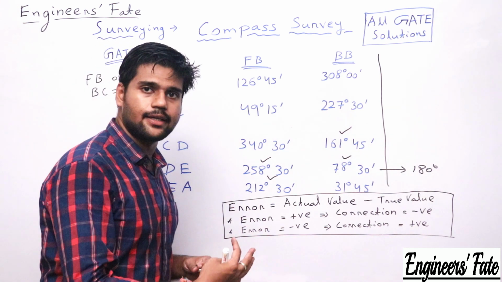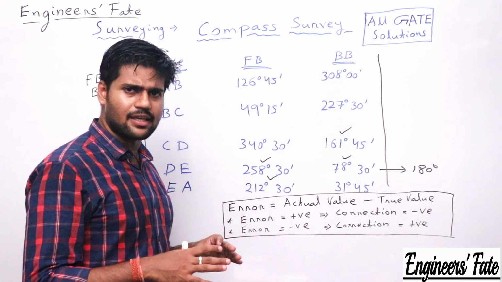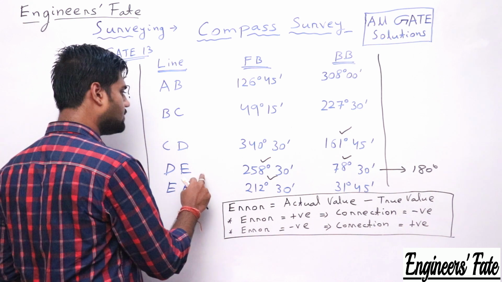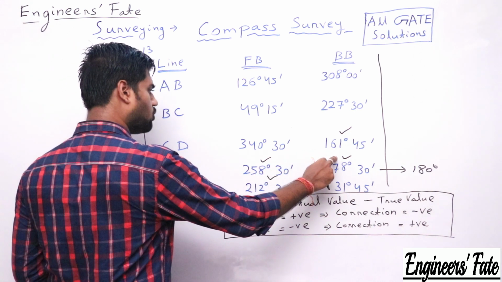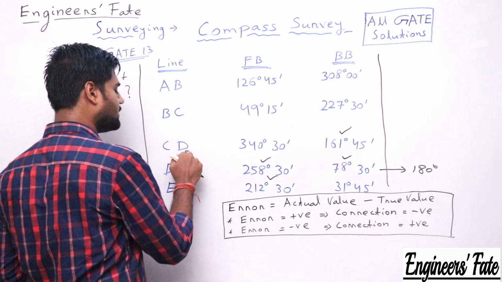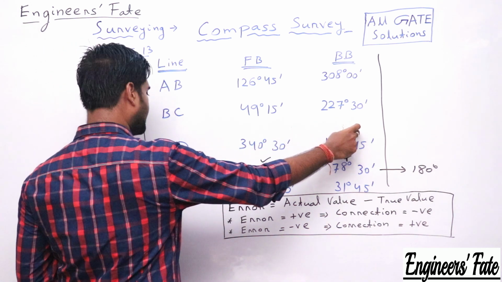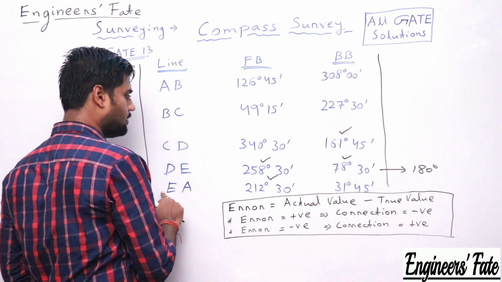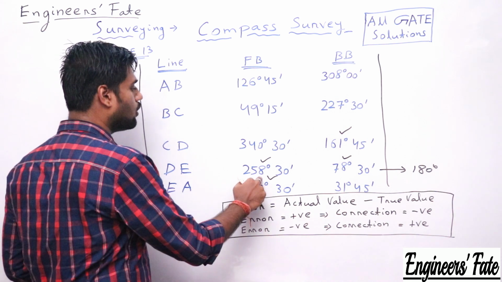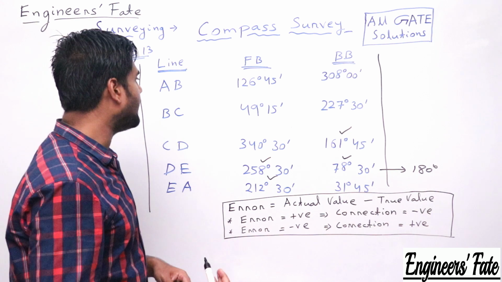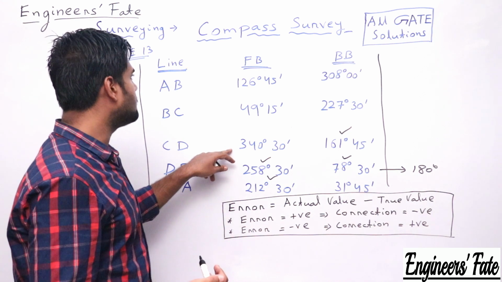If it is 180 degrees, then stations D and E are free from local attraction. So these two are correct. D is present here, so the back bearing will be correct. E is here, so the forward bearing is also correct. Now I need to find the correct forward bearing of line CD.